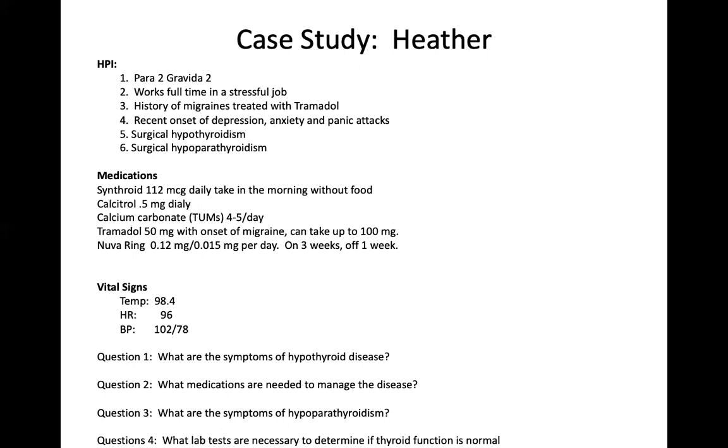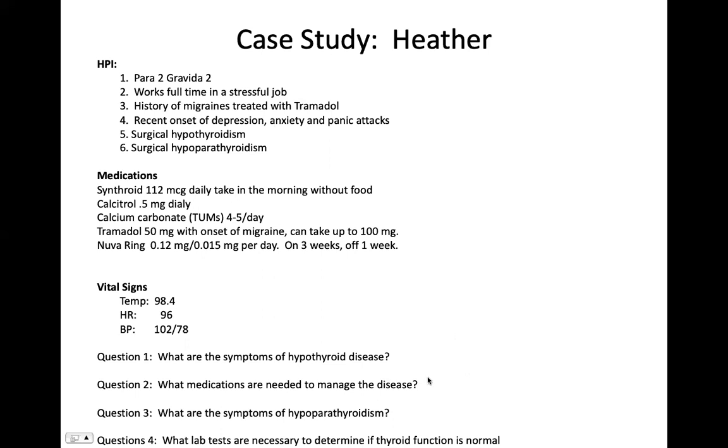Oh, here are her meds. So she's on her Synthroid. She's on calcitriol, which is a hormone, remember, and calcium carbonate. And she was taking Tums 4 to 5 times a day because it gives her calcium. But we just changed her over to Oscal because the Tums were making her sick to her stomach. So she takes tramadol 50 milligrams with onset of her migraine. It usually helps. She usually doesn't have to take 2. And the NuvaRing, which is 3 weeks on and 1 week off, but she stopped taking that. So her vital signs are good.